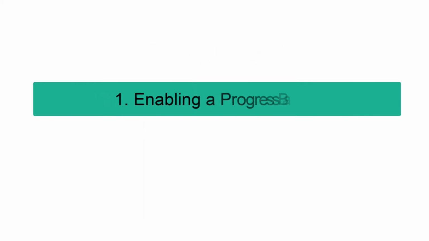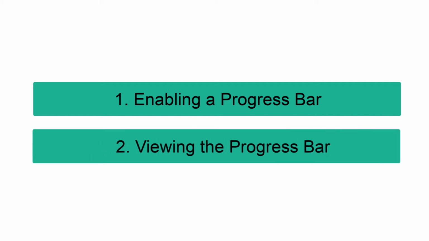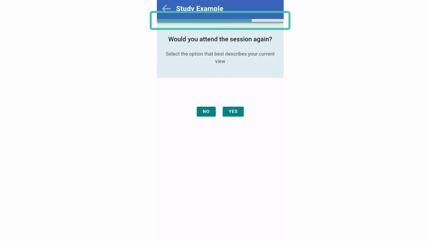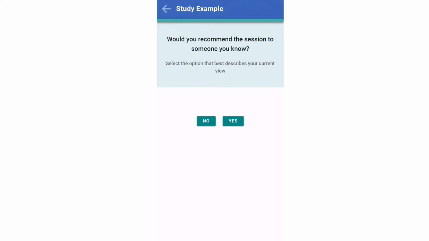In this video, we will show you how to enable a progress bar in your experiment and how the participants can view the progress bar when filling in the items of a module. A progress bar enables the participants to see how far along they are with filling in the items of a module. Let's go over an example.